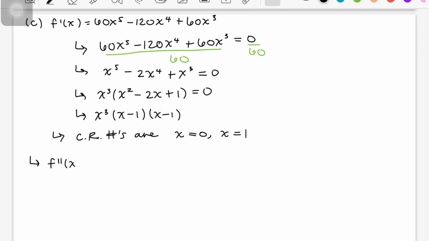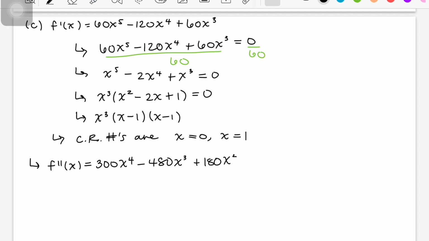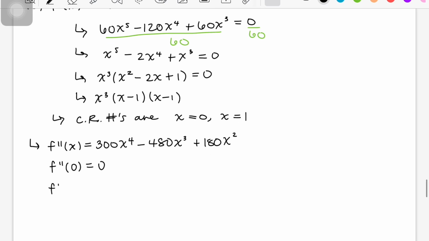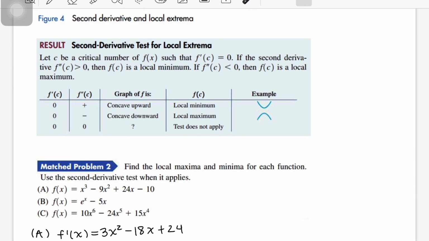So first, finding our second derivative. Using our power rule, we'll get this here. And then we want to evaluate it at 0. Plugging 0 into this actually gives us 0. And then plugging 1 into this also gives us 0. And if you remember from our second derivative test, we said that if that is the case, then we're not sure what the graph of f is and the test does not apply.